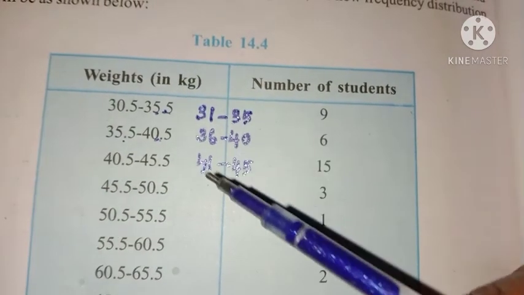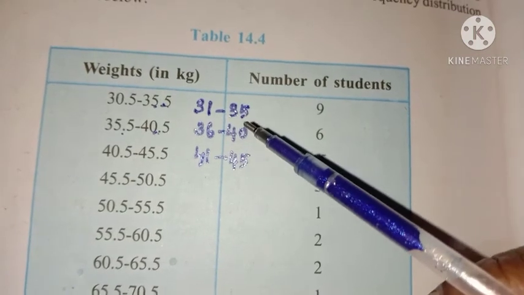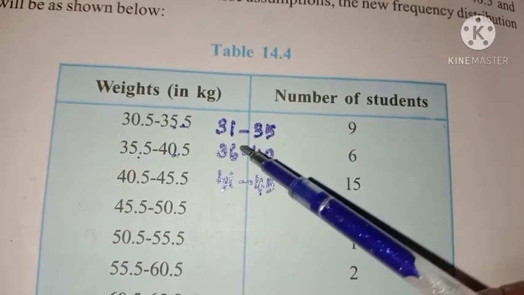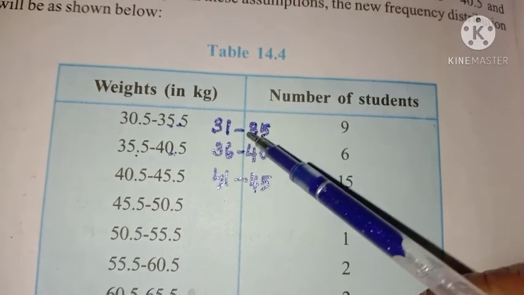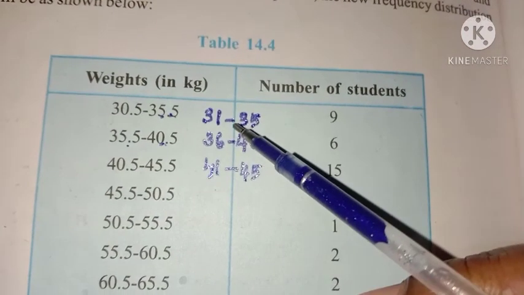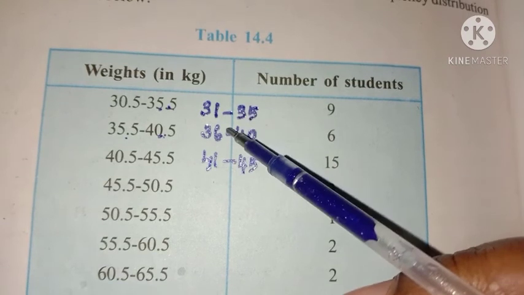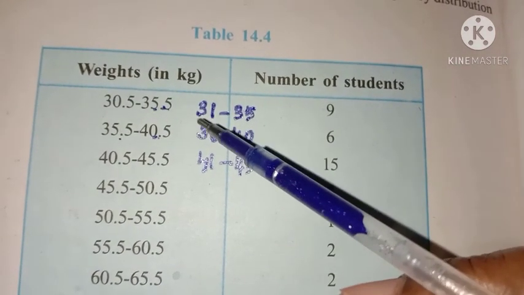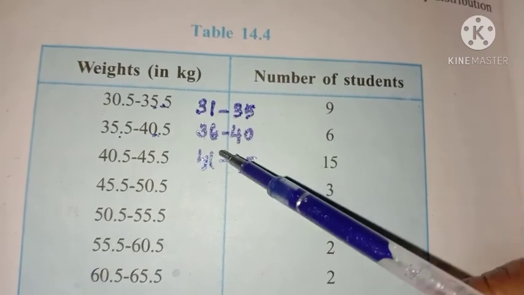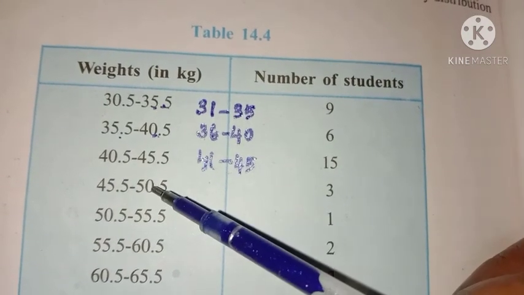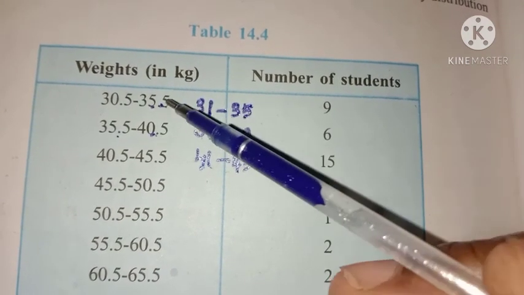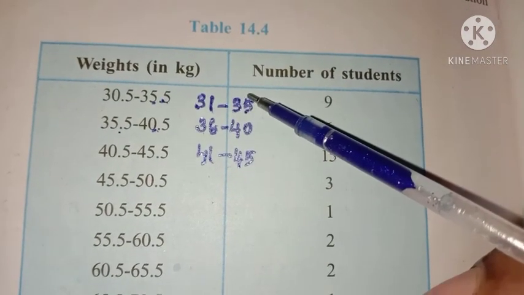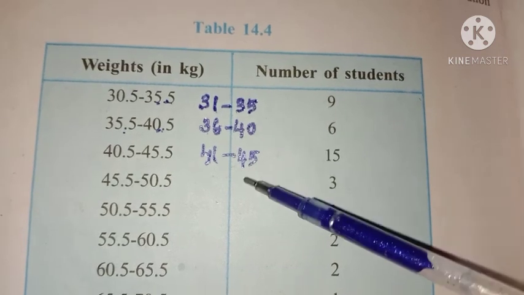Suppose we have data in this form, you just check whether the upper limit and lower limit of succeeding classes, one by one, are the same or not. If not, you have to convert this data into continuous data by subtracting 0.5 from the lower limit and adding 0.5 to the upper limit.